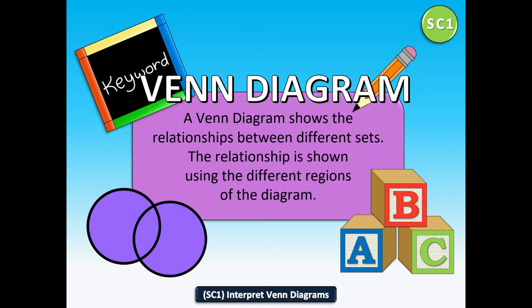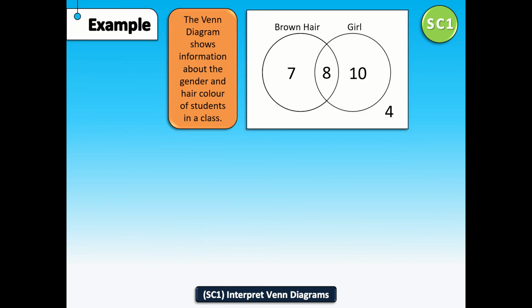A Venn diagram shows the relationships between different sets. The relationship is shown using the different regions of the diagram. So the Venn diagram shows information about the gender and hair colour of students in a class. So let's make sure we know what the Venn diagram is telling us.